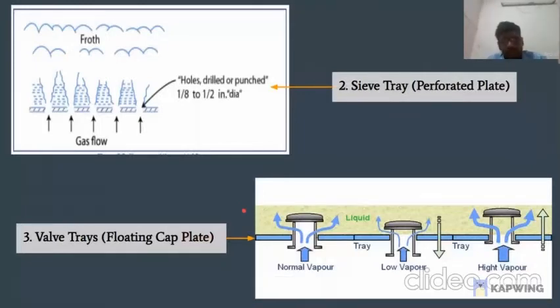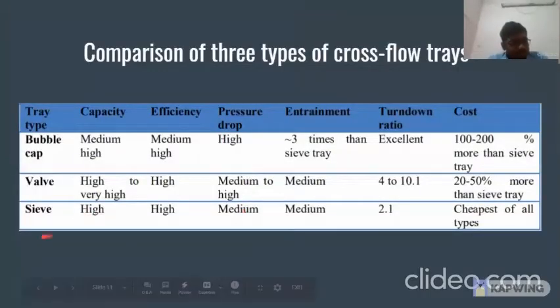Okay, we'll now compare all the tray types one by one. If we talk about capacity, efficiency, pressure drop, and entrainment, the valve trays and sieve trays are almost similar. If we compare the bubble cap with these two, the bubble cap has lesser capacity, lesser efficiency, higher pressure drop, and lesser entrainment as well. In terms of turn down ratio, the bubble cap would give the excellent turn down ratio, then valve, and then sieve. Also in terms of cost, the sieve is the cheapest of all types, and the bubble cap is the costliest of all. So we have summarized all the tray types in terms of different factors here.